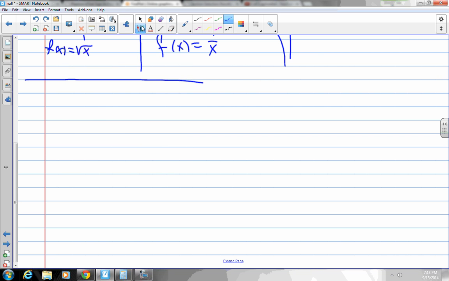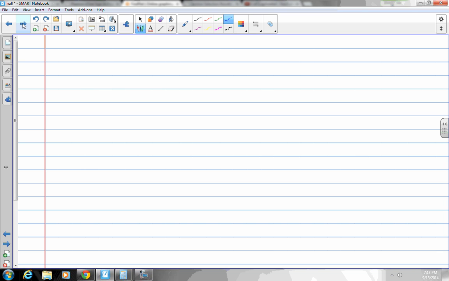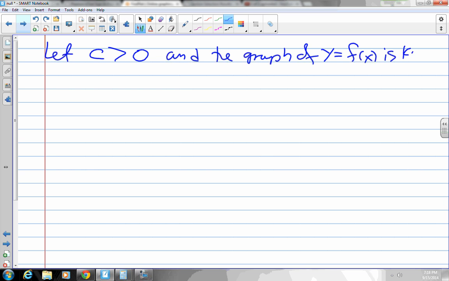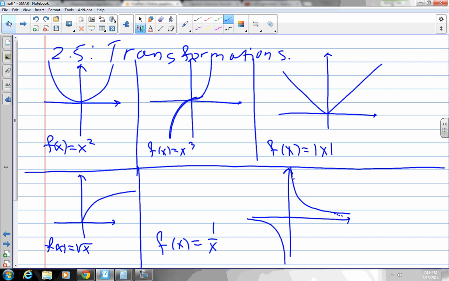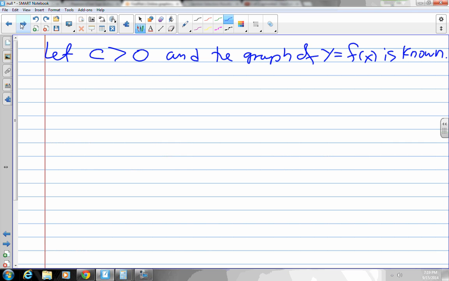So here are the 10 transformations. First of all, let c be some positive number, and the graph of y equals f of x is known. So we're starting with a function, the graph of which we already know. It's either given to us, or it's one of those little functions that we did earlier, from our family of functions. So the graph of f is already known somehow. So here are the transformations.